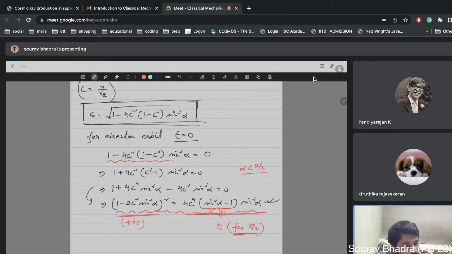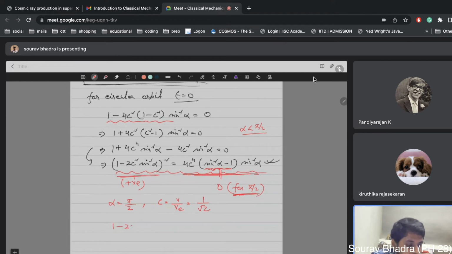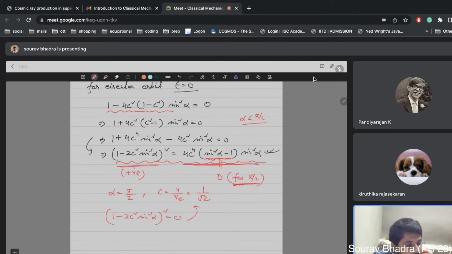So this is the constraint of this particular equation, that your alpha should always be pi by 2 for this particular expression, and so your value of alpha is pi by 2, and your c is v by ve, which is 1 by root 2. Okay, because if you put alpha pi by 2 here, then the right hand side, 1 minus 2 c square sine square alpha, will be 0, and from this equation you will get that your c is equal to 1 by root 2, which was the v by ve.